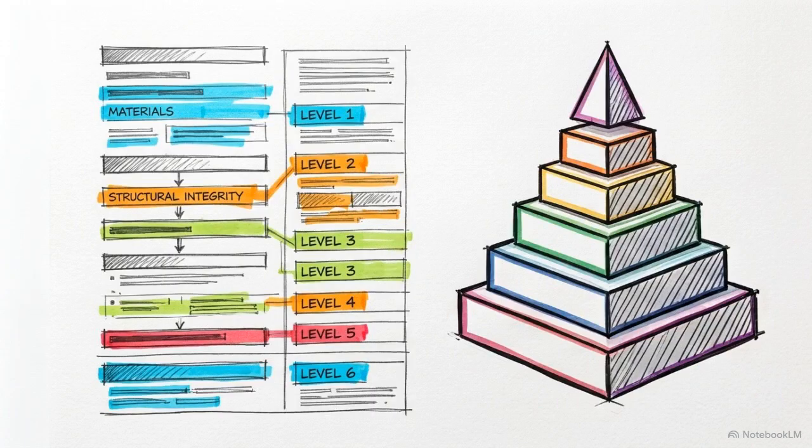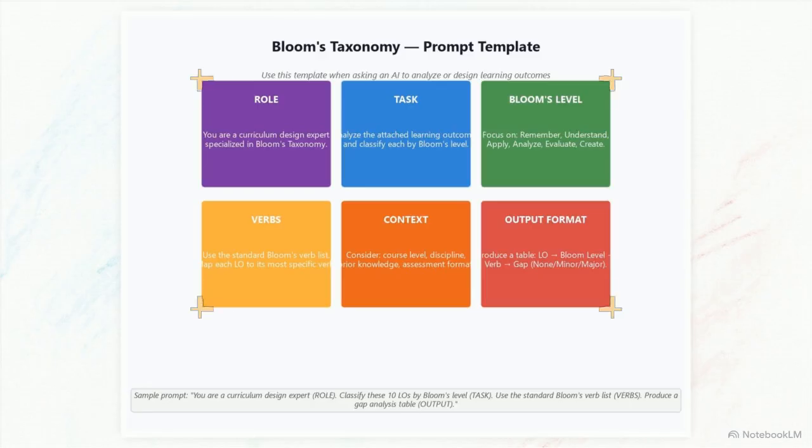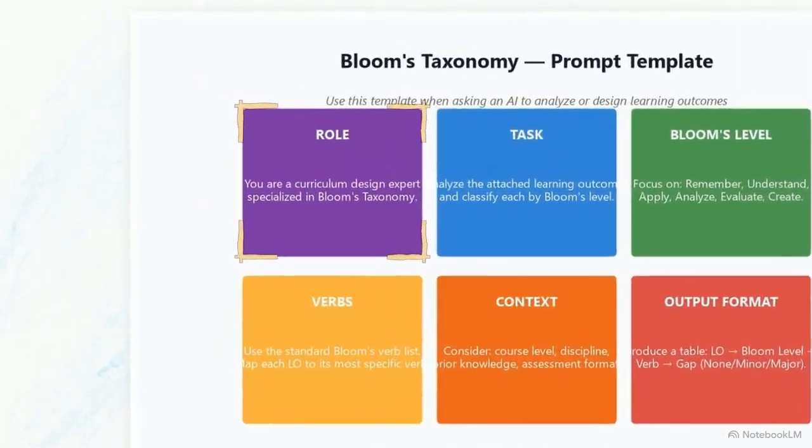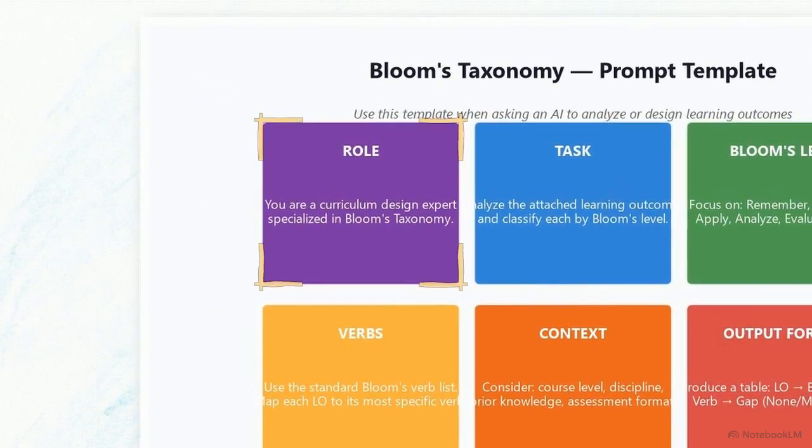Step 1 is the Bloom's audit, using an AI to classify the complexity of your current syllabus. This diagram shows the 6 components of a reliable audit prompt: context, role, task, constraints, format, and examples. The constraints box is crucial. Explicitly tell the AI not to invent new outcomes, or the results are invalid.